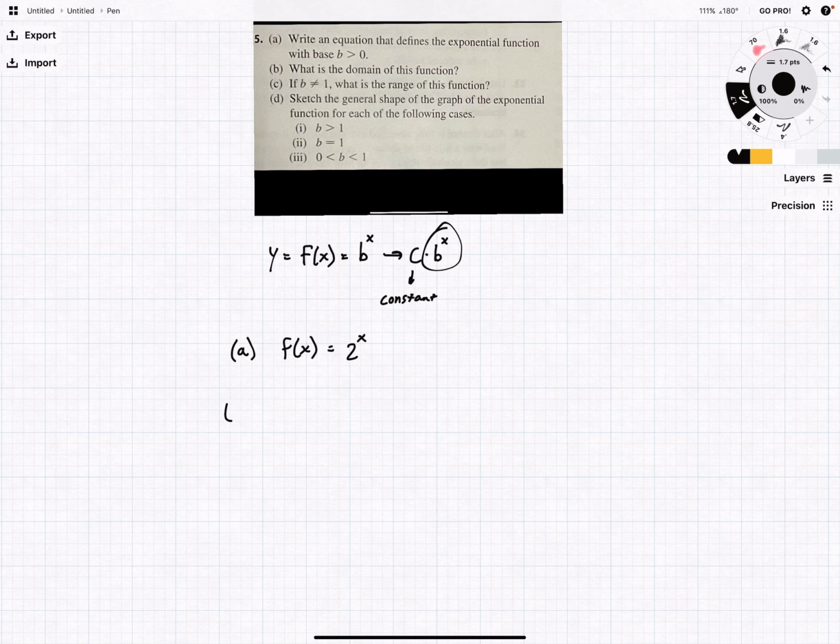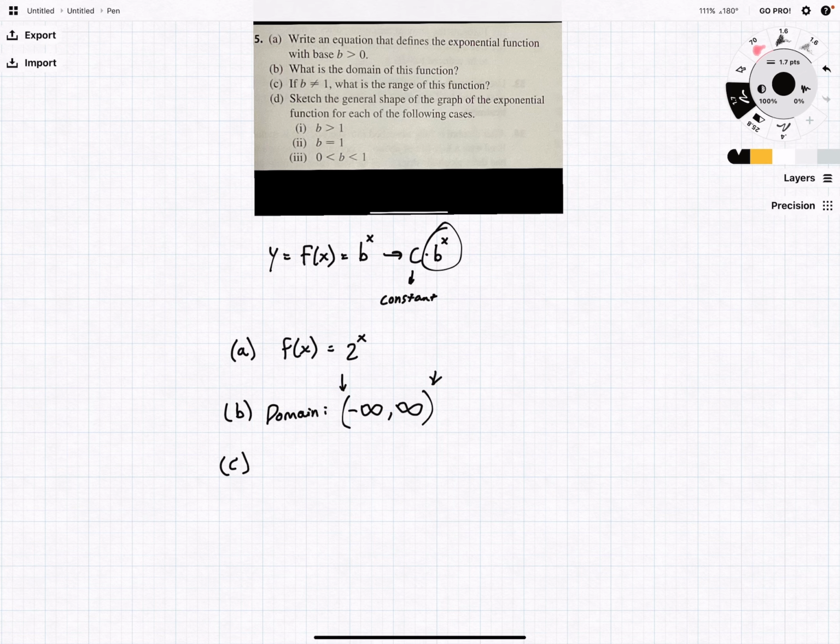For part B, what is the domain of this function? Well, you could plug in any number, really. So we'll just go ahead and write from negative infinity to positive infinity, again with open parentheses, because we can't close off infinity, so it's an open interval. If b is not equal to 1, then what is the range? The range is the output, so what are all the different outputs with this?